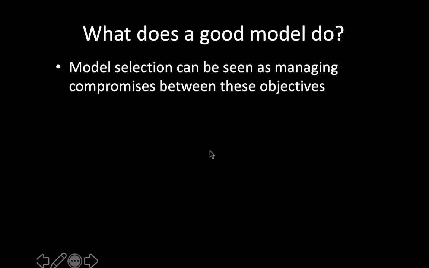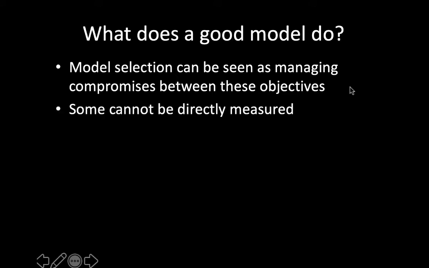So model selection, broadly speaking, can be seen as managing compromises between those objectives. It's unlikely that any given model is going to maximize all of those at once, and as a result, you need to be clear on what the most important aspects of performance are and evaluate your models appropriately. One of the issues there, though, is that some of those things cannot be directly measured for real species.